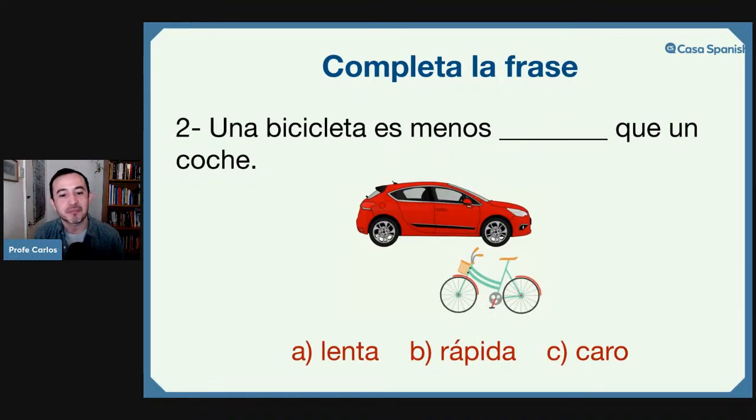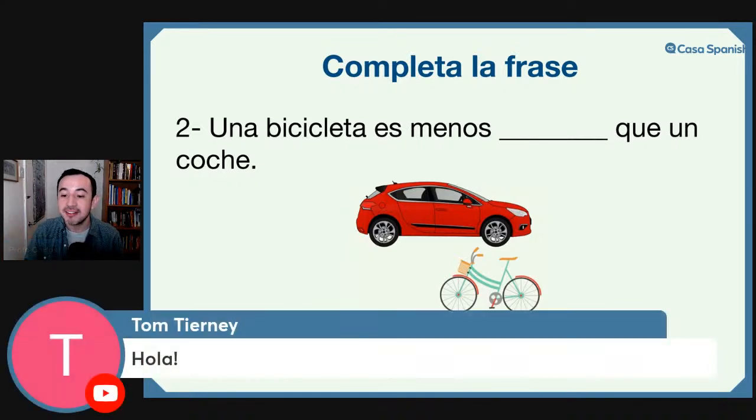Completa la frase. Una bicicleta es menos que un coche. 3 options. Una bicicleta es menos lenta que un coche. Una bicicleta es menos rápida que un coche. Una bicicleta es menos caro que un coche. What do you guys think? You can give me the letter or you can give me the whole word, whatever you choose, it's fine.